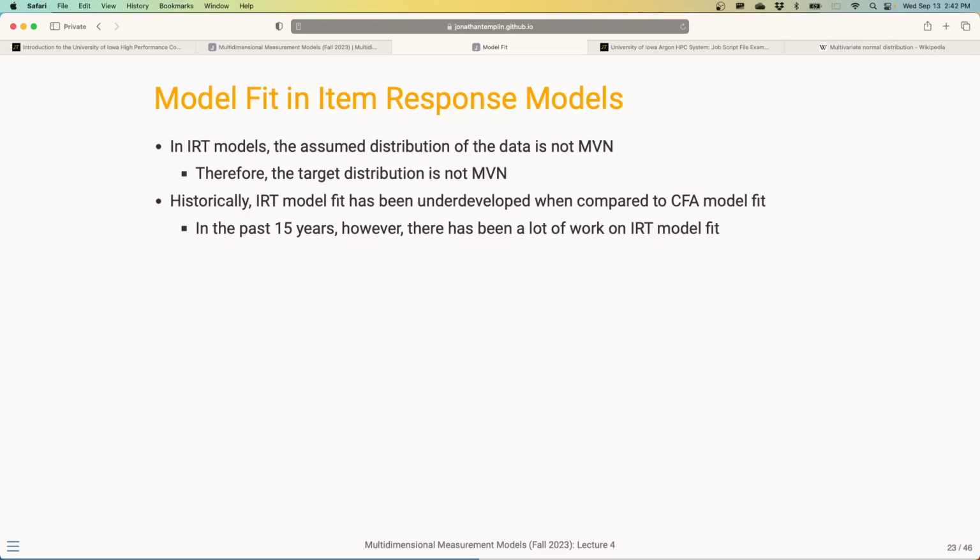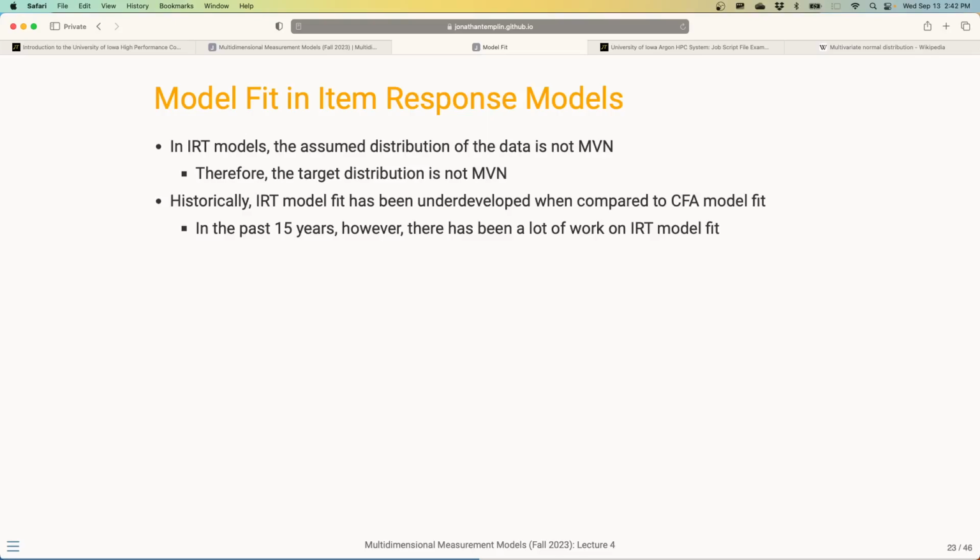In IRT models, we know the data aren't multivariate normal because we define them as Bernoulli. And there's no way you can get from Bernoulli to multivariate normal. Let's just be real. There's a normal approximation to the binomial that some of you get taught in intro stat. Do you remember that vaguely? And then you never use it again, but whatever.